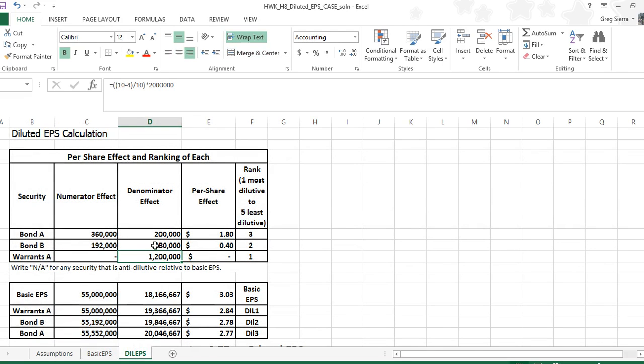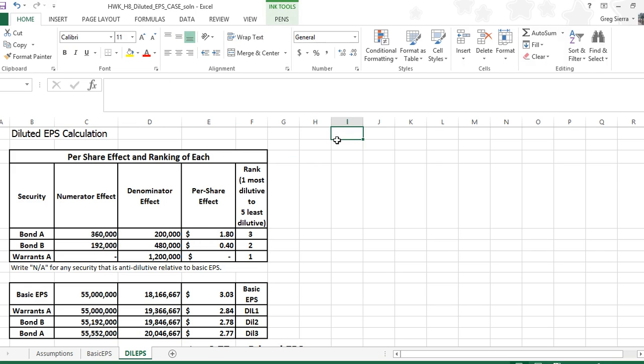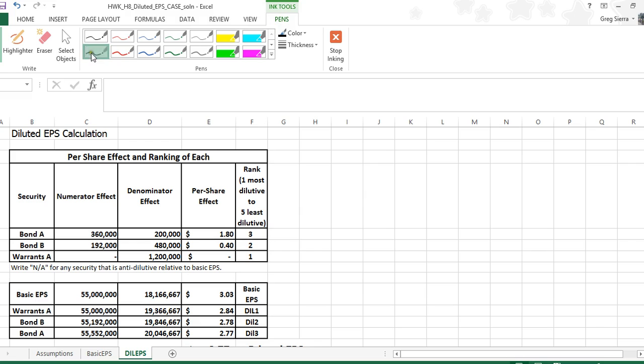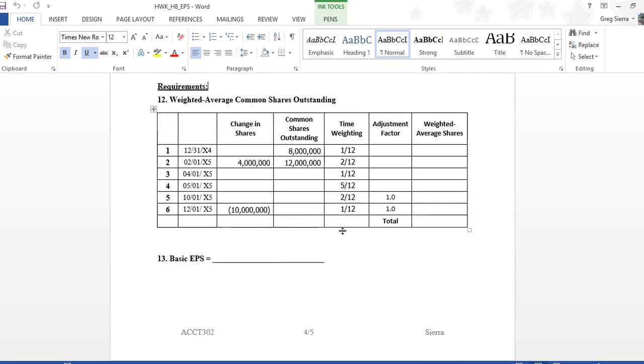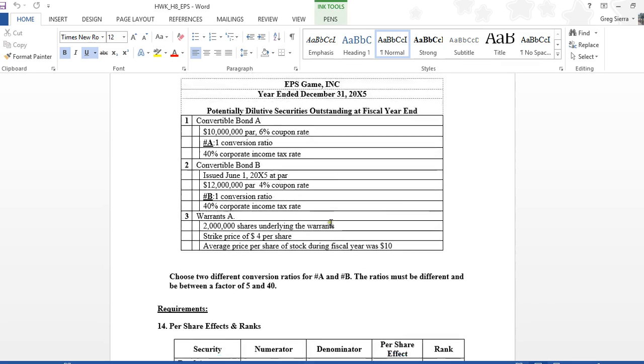Now, here's diluted EPS. And this worksheet is set up to rank things automatically. But what it does is first calculate the numerator effect. I don't know if I can write on this. Let's see if I can. But how about that? Let's see. So I'll just write over here bond A. And maybe you saw it on the other one, but we'll do it again. So bond A. Let's get the facts here.